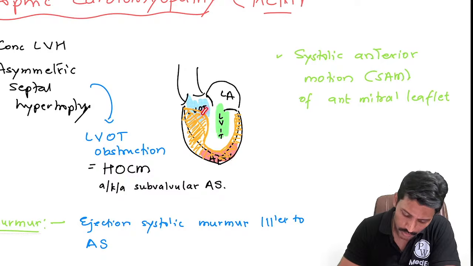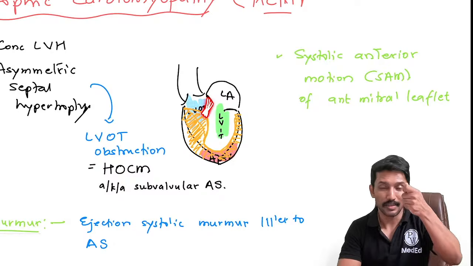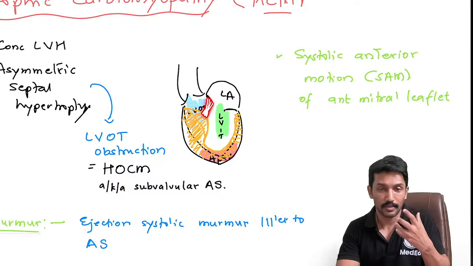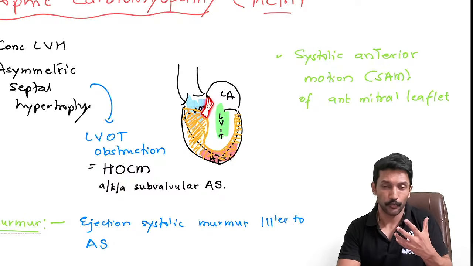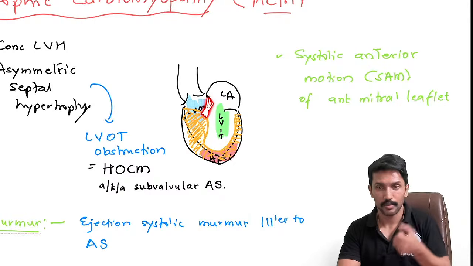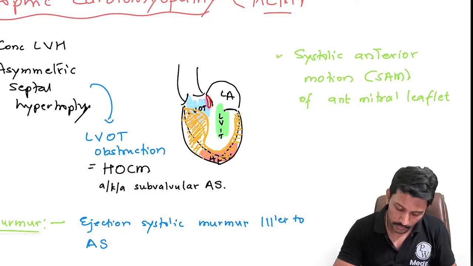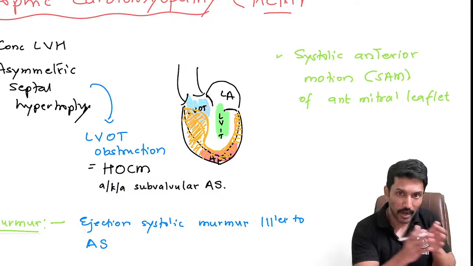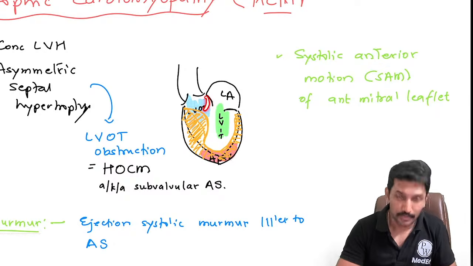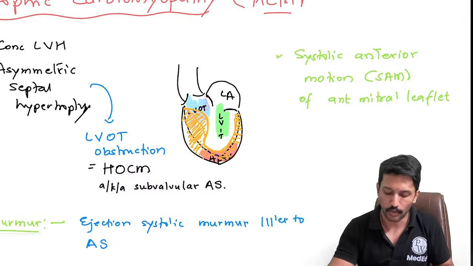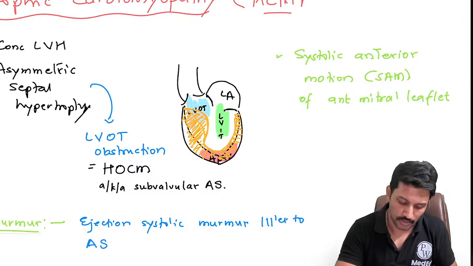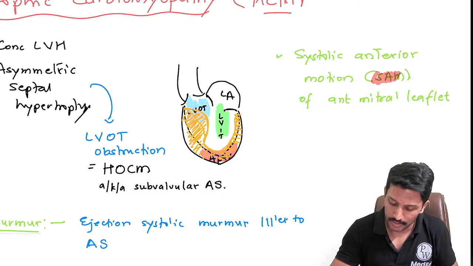So what is this? Here in this interventricular septum, you will have a papillary muscle and its chordae will be attached to the mitral leaflet. Now that the interventricular septum is hypertrophic, it can pull the mitral leaflet with more force than usual. So that makes the mitral valve leaflet move anteriorly towards the interventricular septum. This is what we call SAM, sometimes used in the exam as a clue by the examiners.